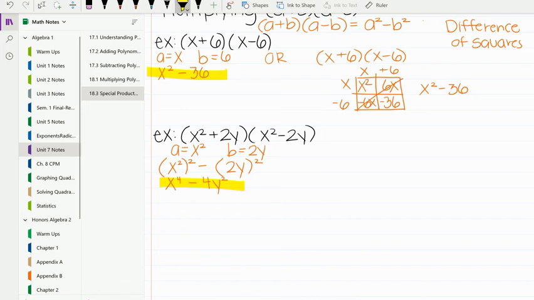Again, these are meant to be helpful patterns, but if they are not helpful, then you can go ahead and multiply it the old way.